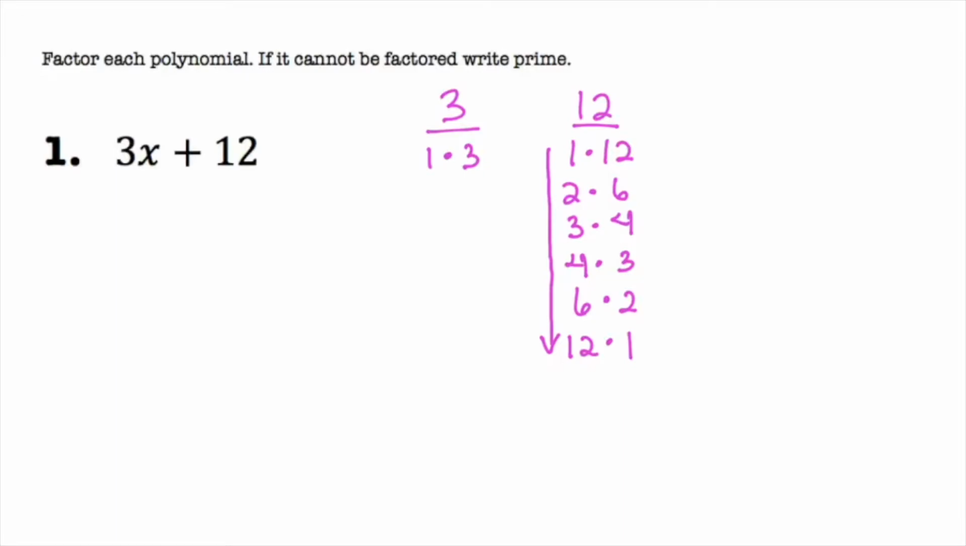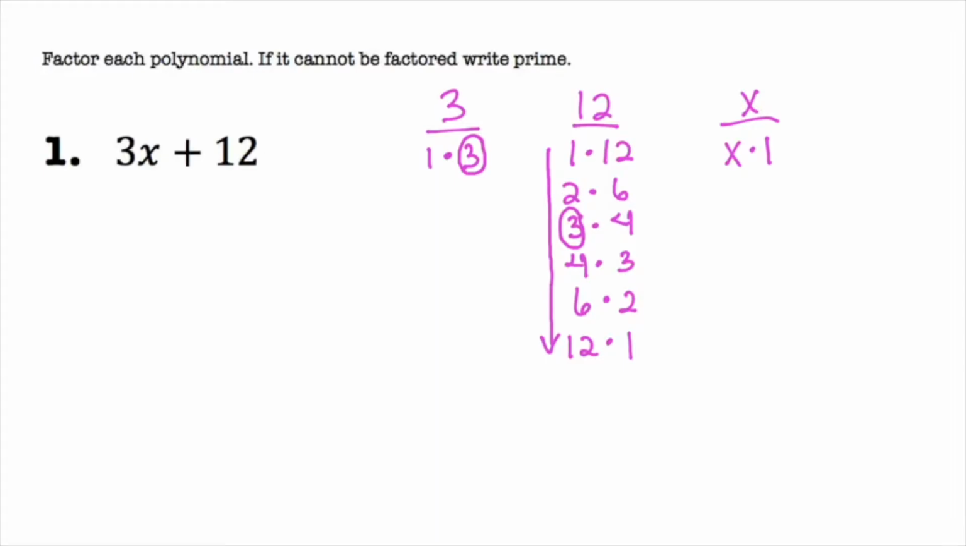Now you can also, over here on the side, because there's an x, find what multiplies to be x, and that would just be x times 1. So that doesn't have anything in common with the 3 or the 12. So now you're just going to find any matches. There's a 3 in the first column for the coefficient of 3, and there's also a 3 in the 12, and that's the highest one they have in common. They both have a 1 in common, but that's the lowest common factor. We're looking for the greatest common factor.